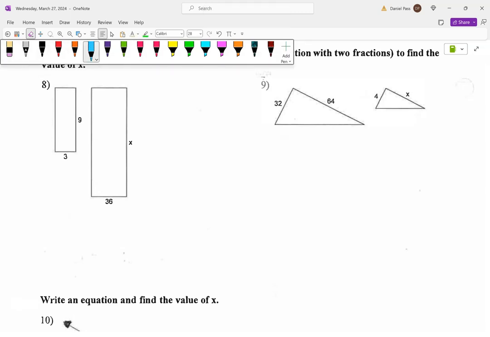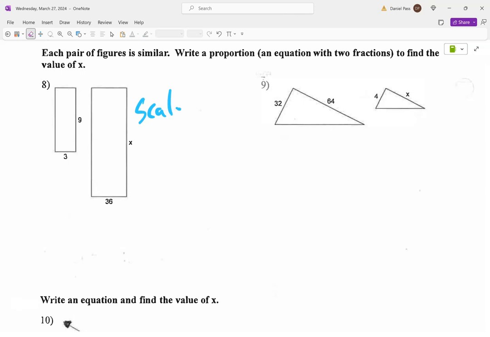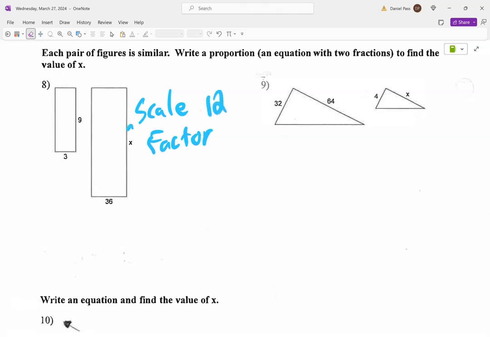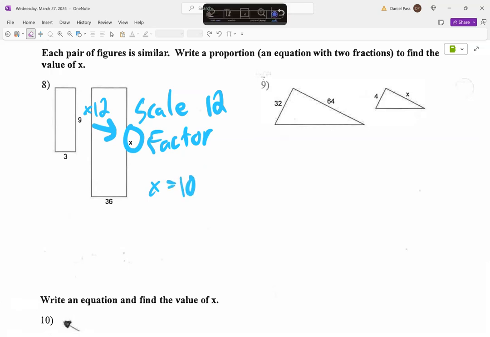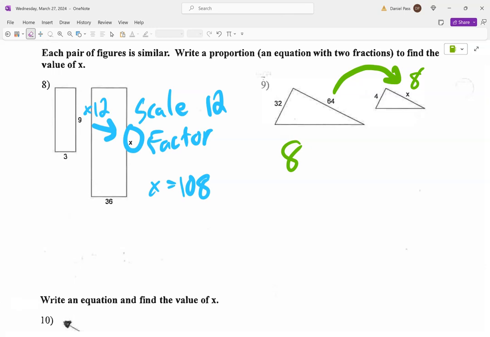How do we do number 8 and 9? Well, first we have to find the scale factor. Okay, scale factor is 12. Very good. So that means how many times bigger it is. In the first one it's 12, but that's not our answer because they're asking us what x is. So we have to multiply 9 by 12. So x is equal to 108. Good job. Okay, what's the scale factor for number 9? The scale factor for number 9 is 8. Very good. So the scale factor is 8, and the answer is also 8, because 64 divided by 8 is 8. Exactly.